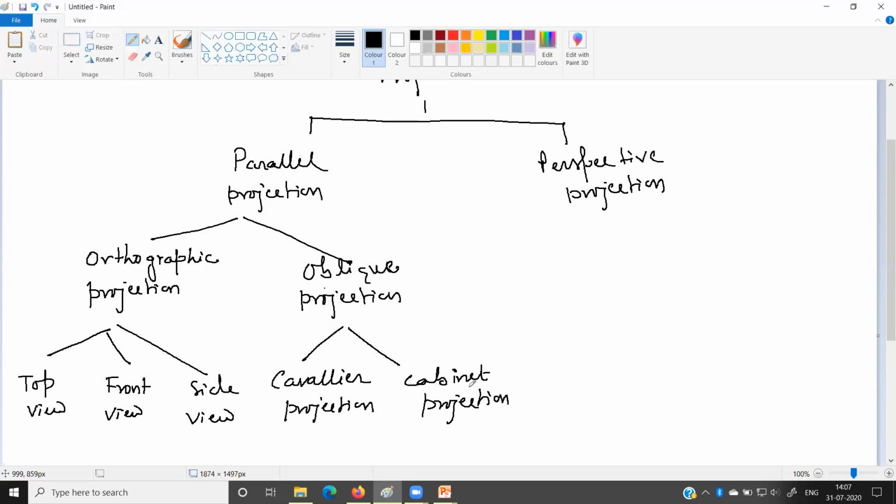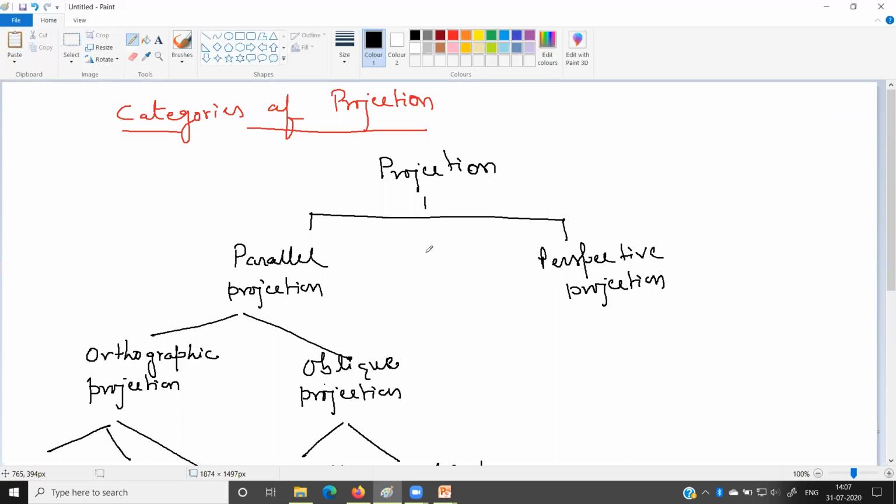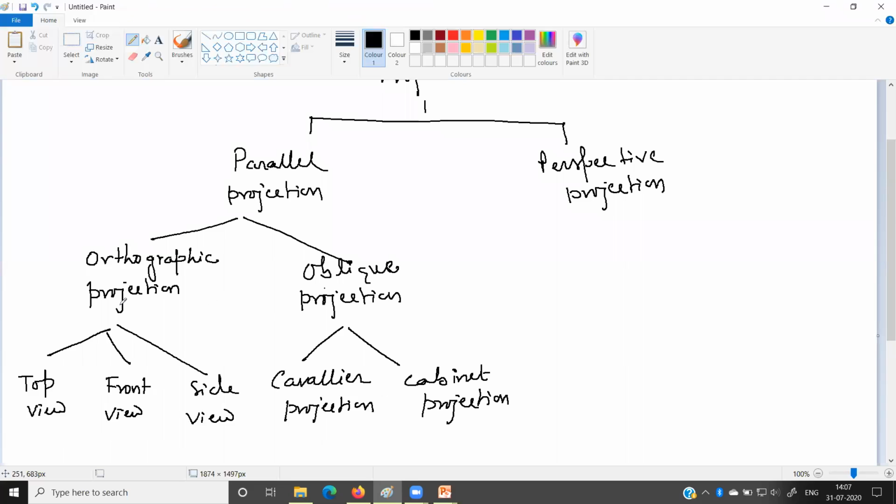So basically the projections are of two types, parallel projection and perspective projection. Parallel projection can be categorized in two ways. One is orthographic projection, second one is oblique projection. Orthographic projection can be divided into three categories: top view, front view, and side view. And oblique projection again are of two types. One is called the Cavalier projection and the second one is called the cabinet projection.